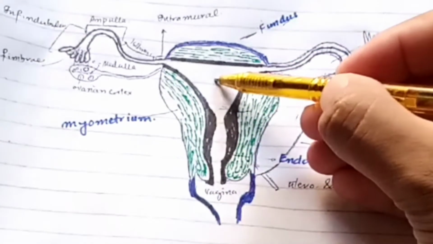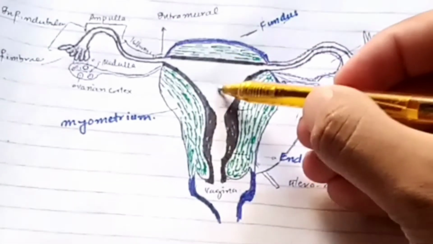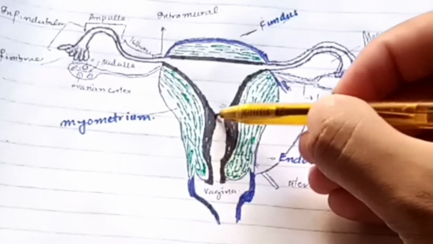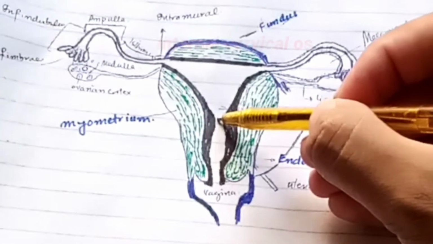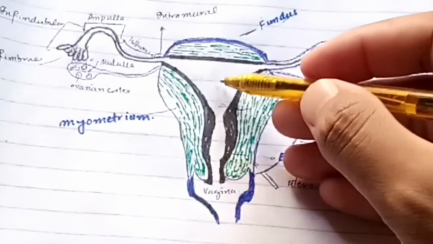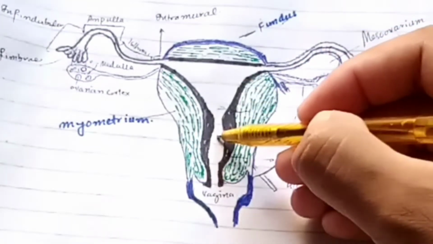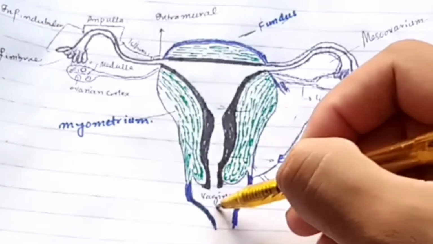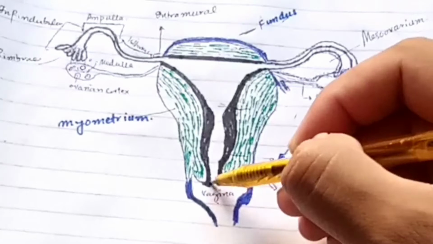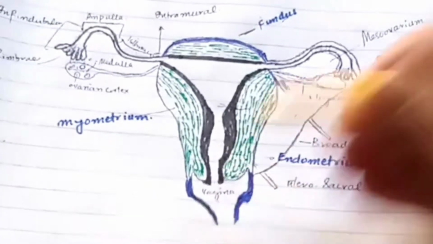So this cavity of the body of the uterus is called a uterine cavity, and it is communicated to the cervical canal through an opening. This proximal opening of the cervix is called the internal cervical os, and the uterine cavity is connected to the cervical canal and to the vagina through the external cervical os. Here you can see this opening of the cervix is called external cervical os.